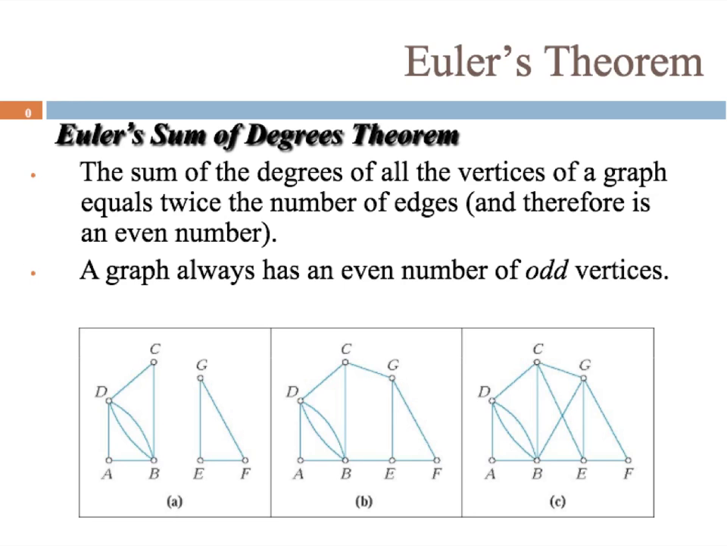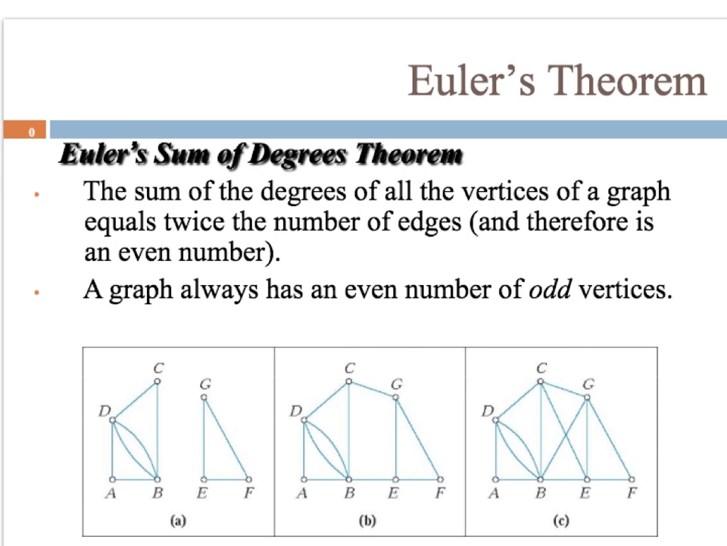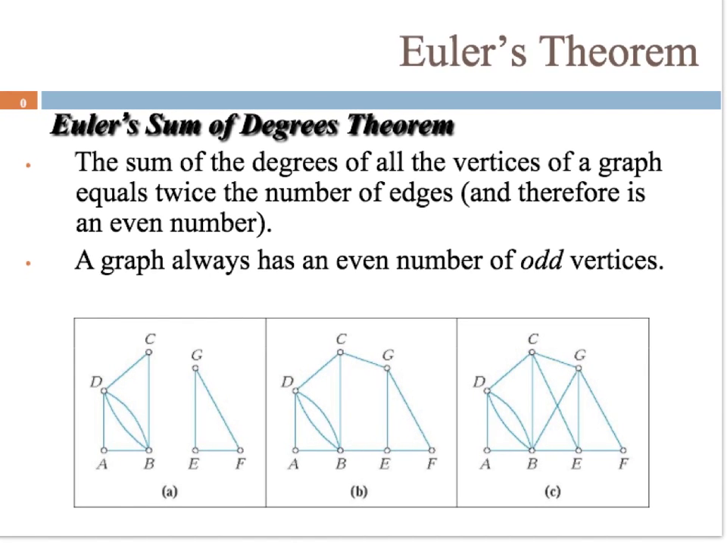Alright, the third theorem is Euler's sum of degrees theorem. The sum of the degrees of all the vertices of a graph equals twice the number of edges, and therefore is an even number. And a graph always has an even number of odd vertices. So let's just look at graph B for this. Ignore A and C for now. We'll just focus on that middle graph.